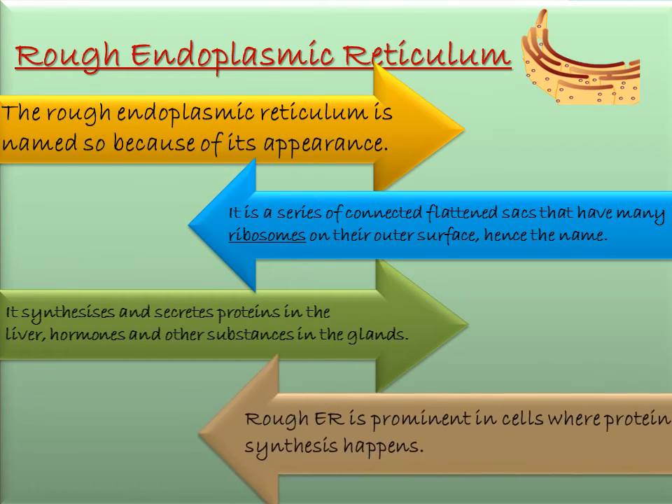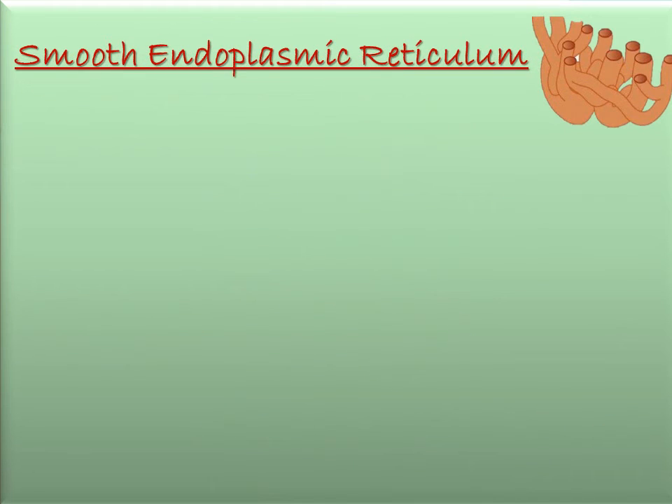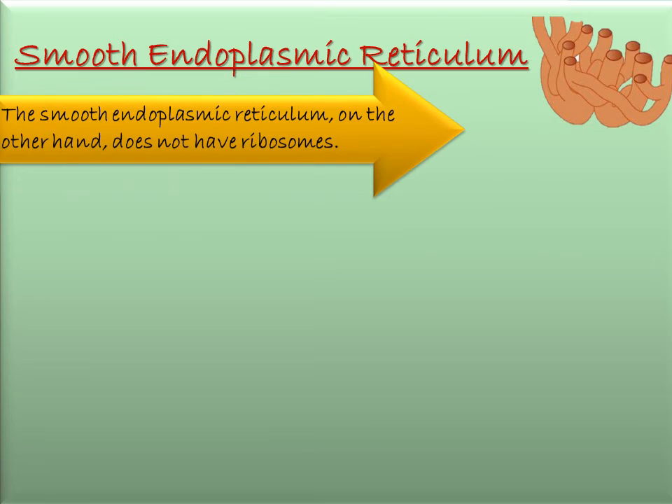That is the function of RER, and RER is prominent in cells where protein synthesis happens. That is, it is usually found in those cells which are involved in the process of protein synthesis. Understood with this? So this is all about RER. Now let us start with smooth endoplasmic reticulum. The name itself tells that the surface is smooth. You can see some tubes are there, right? So SER, on the other hand, does not have ribosomes. That is why they have a smooth surface, and that is why they are named so. Understood?